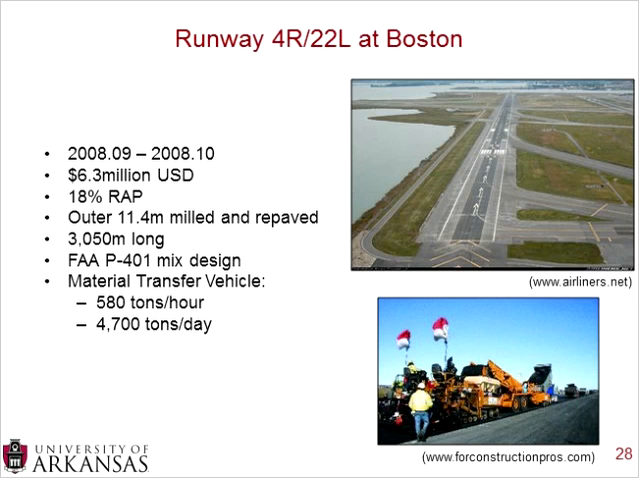So the first project, runway 4R 22L, was done in September and October of 2008 at a cost of $6.3 million US. They used 18% RAP, and for this first project they simply milled the outer 11.4 meters and repaved it. So just like highways, which a lot of us I'm sure work on, runways also have shoulders, and this is areas kind of outside of where they expect the airplane to land. So the outer edges, of course, can handle a landing airplane, but they're not used nearly as frequently as the inner section of the runway.